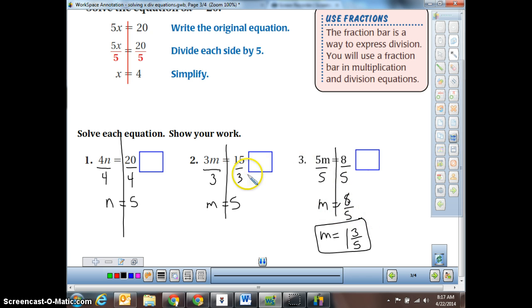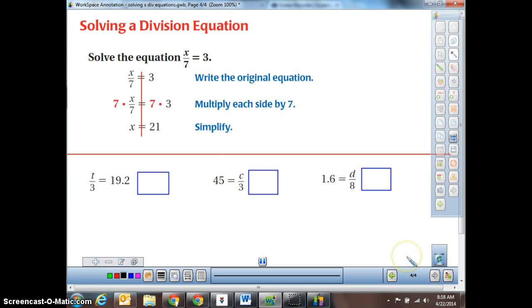That's okay. It's okay to not have whole numbers all the time. That's what you're going to be getting into more and more. And depending on what the question is asking, it might need to be a decimal as well, and that's okay. Last but not least, we're moving on to a division equation, and that's exactly like the multiplication one. We're just, how do you undo division? We multiply.